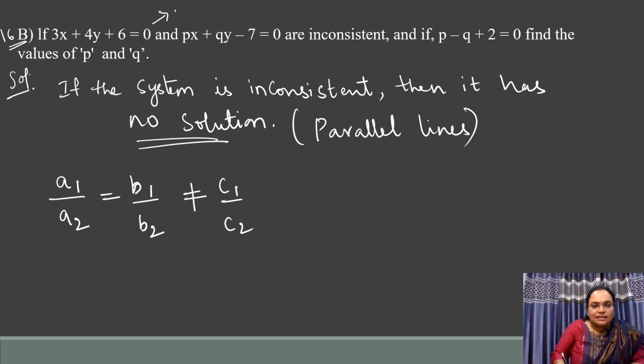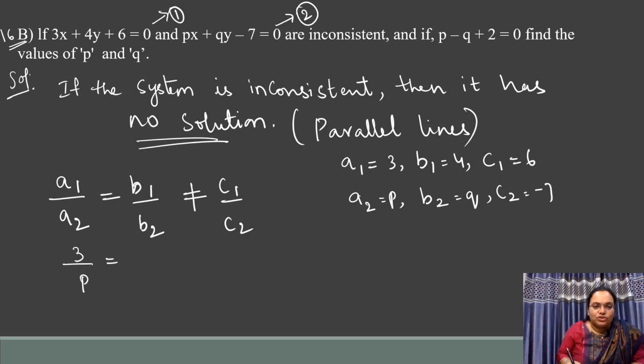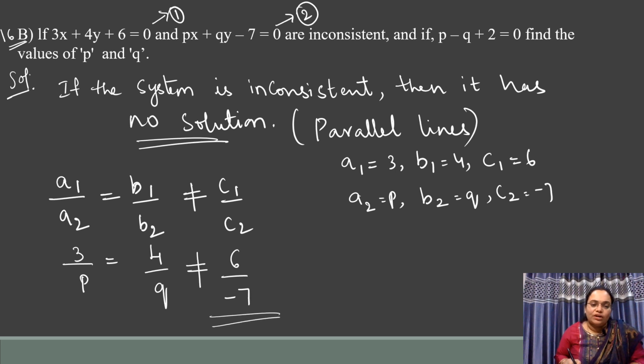Let us take this as equation 1 and this as equation 2. A1 is equal to 3, B1 is 4 and C1 is 6. A2 is P, B2 is Q and C2 is minus 7. Okay. Let us put it here. That is 3 by P is equal to 4 by Q is not equal to 6 by minus 7. This is anyway not equal. So we will take only these two.